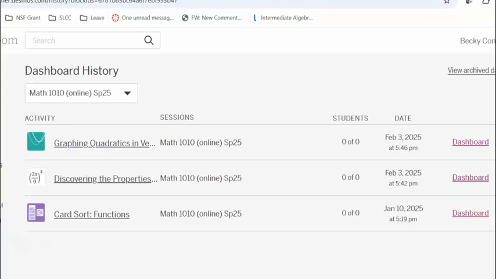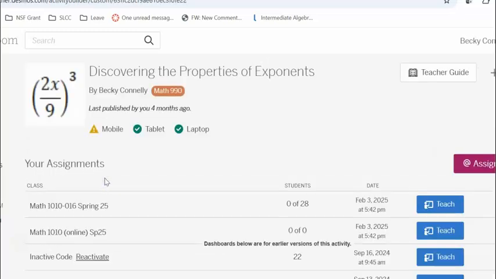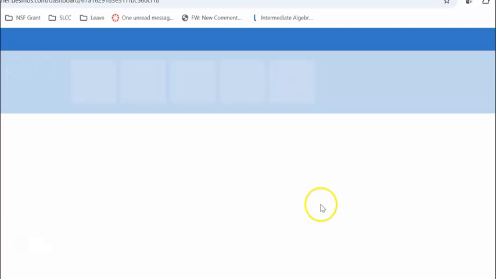And so you'll see, when you go into the class, that it has different activities. The one I was thinking that you might want to go through, and these are all optional activities, is for if you find that you're struggling with some of those properties of exponents. This can be a really good one to go through. And I really like how it does this on here.